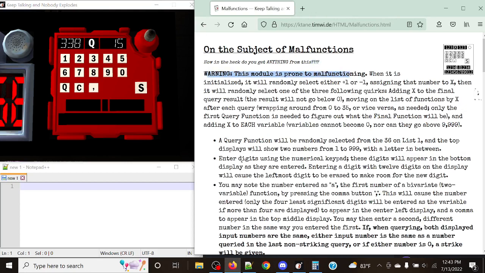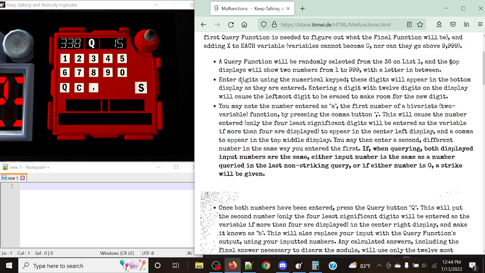Warning, this module is prone to malfunctioning. When it is initialized, it will randomly select either +1 or -1, assigning that number to x. Then it will randomly select one of the three following quirks. Adding x to the final query result, the result will not go below 0. Moving on the list of functions by x after each query, wrapping around from 0 to 35 or vice versa as needed. Only the first query function is needed to figure out what the final function will be. And adding x to each variable. Variables cannot become 0, nor can they go above 9,999. This is what's going to be happening here.